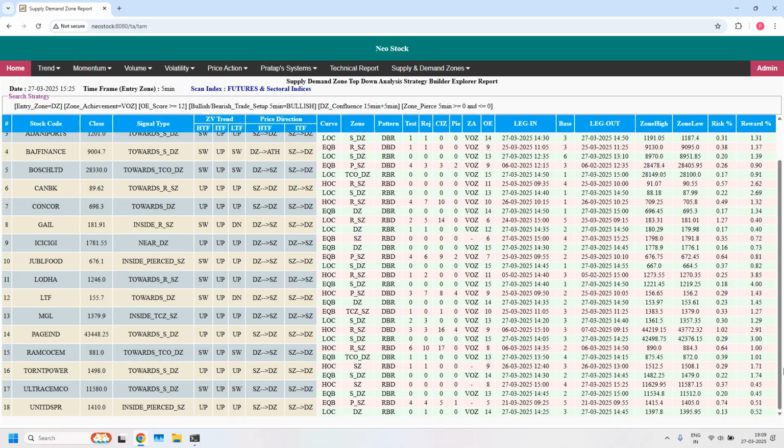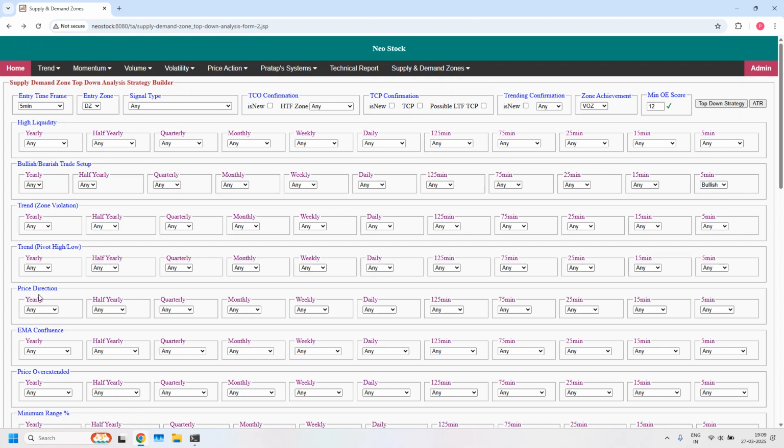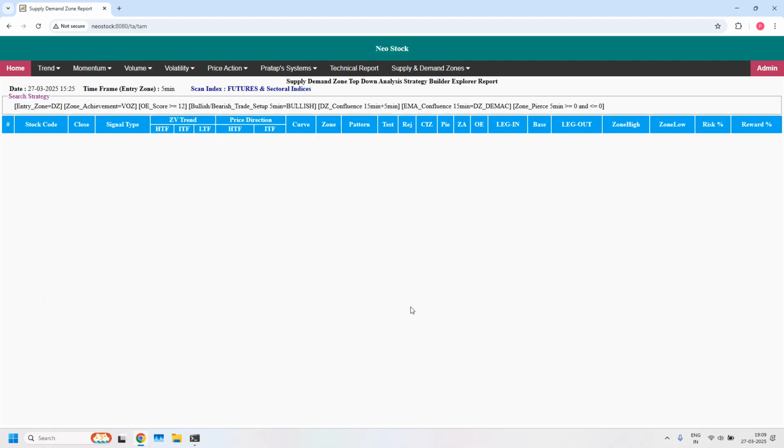Let us check if any of the 15 minutes demand zones are having daily EMA confluence. In that case, there could be more high probability to get success. In the EMA confluence at 15 minutes time frame, I am checking whether any of the 15 minutes demand zones are having daily EMA confluence, because 5 minutes demand zone overlapped with 15 minutes demand zone. So none of the 15 minutes demand zones are having daily EMA confluence.